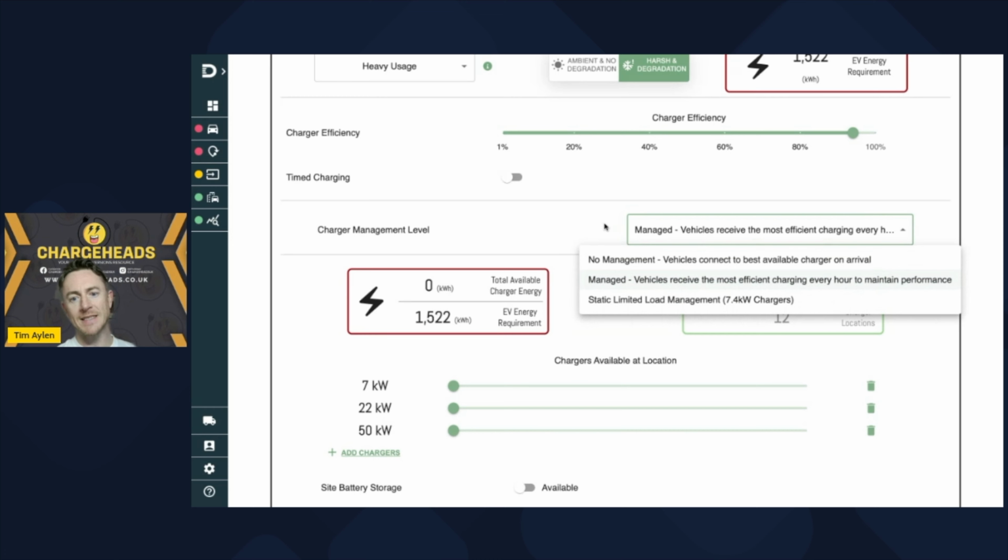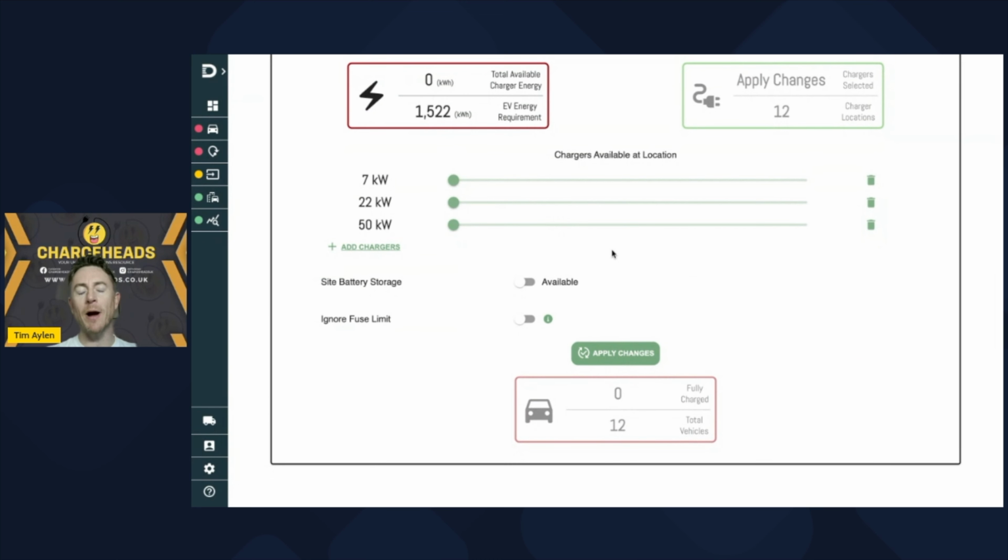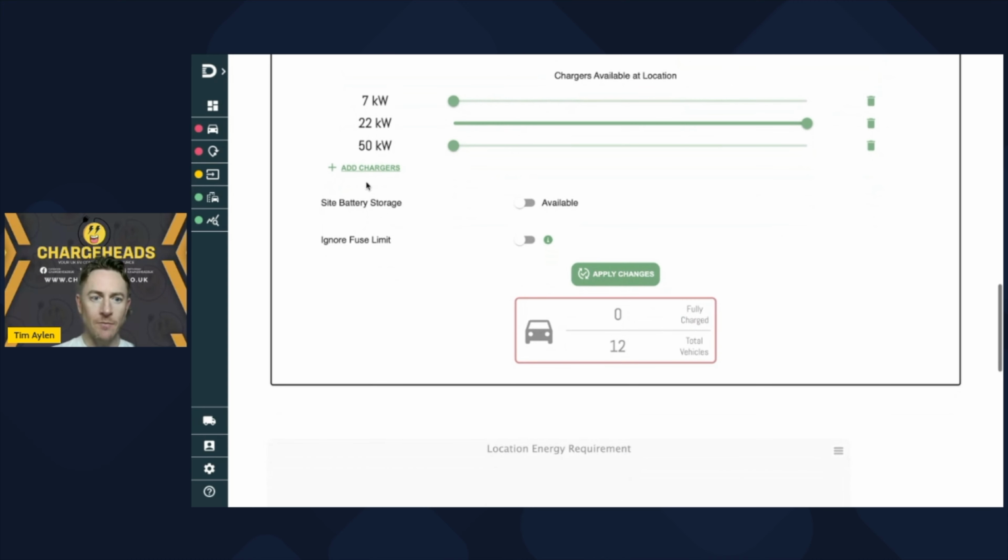We've also got static limited load management. So what we've got here is all about optimizing the number of chargers, because you don't want to buy more chargers than you need, and you don't want to go higher on the charger power than you need, because again, it's all about optimizing, saving that money. So what we're going to do is put in 22 kilowatt chargers, 12 for the 12 vehicles. I'll come to site battery storage in a minute, and ignore fuse limit.